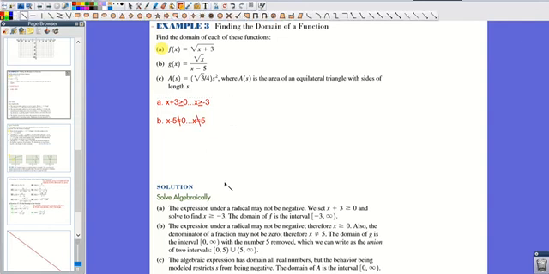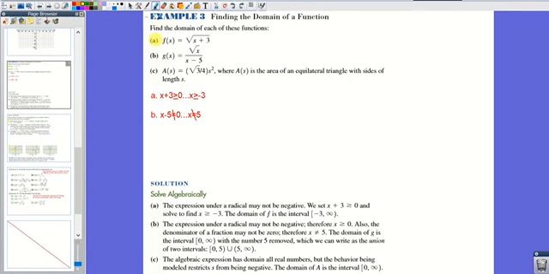Which means x can be everything else. Do you guys understand how they got that?